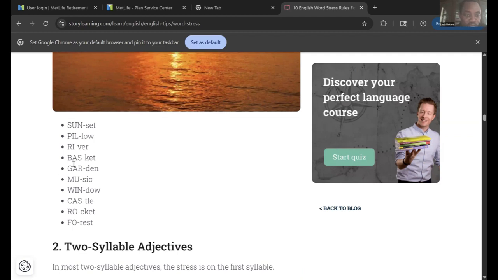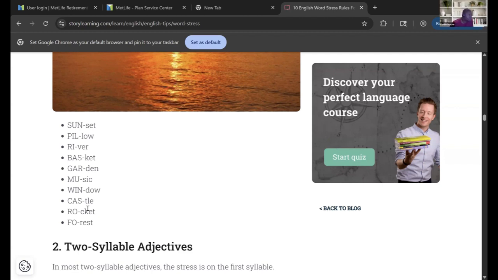We have a series of nouns here. I want you to read each of them for me, so that I can hear the stress pattern correctly. We told you that the stress pattern falls on the first syllable, so just apply the rule blindly. Sunset. You have to raise the voice on the first syllable. Sunset. Yes, sunset. Pillow.